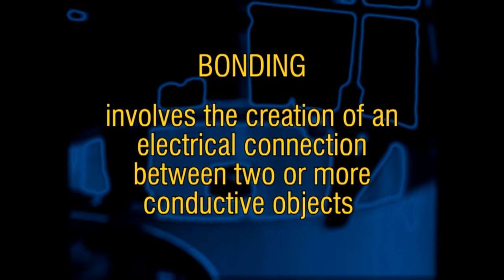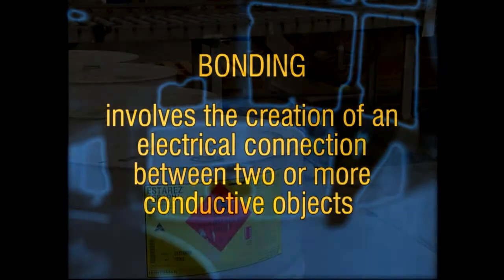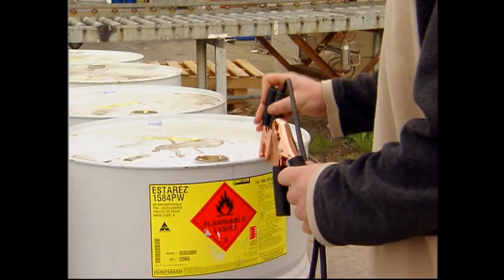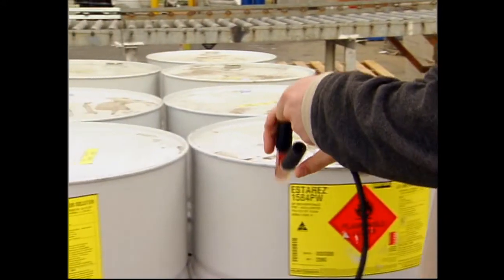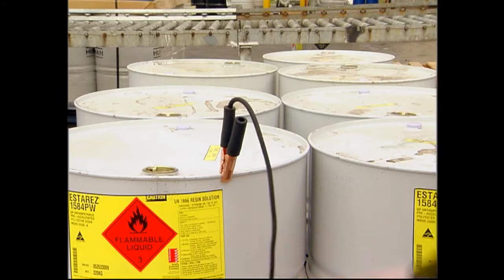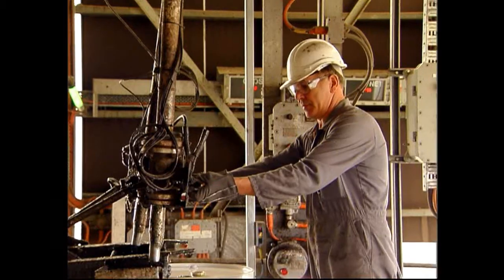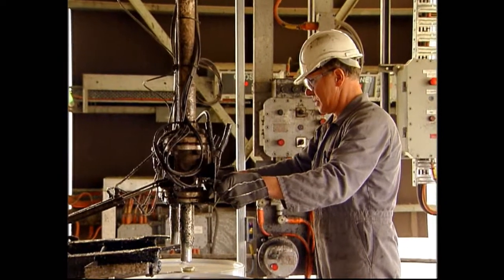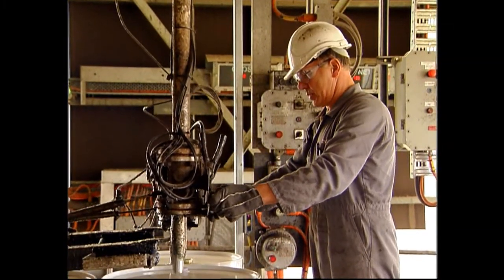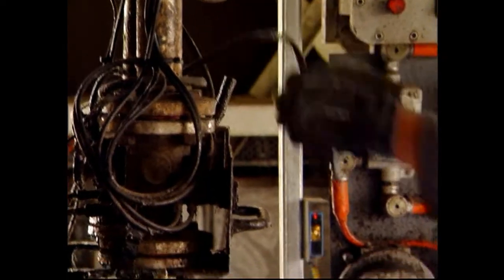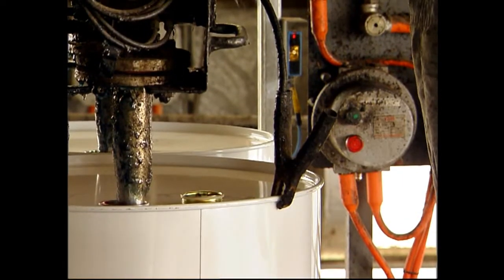Bonding involves the creation of an electrical connection between two or more conductive objects using a conducting wire or strip. Objects that have been bonded all share the same electrical charge, which means there is no electrical imbalance between them, so sparks cannot occur between bonded objects. Bonding, however, does not eliminate the static charge. As well as being used to connect containers, bonding can also be used to connect sections of plant and equipment, so that static charges in those sections can be equalized.